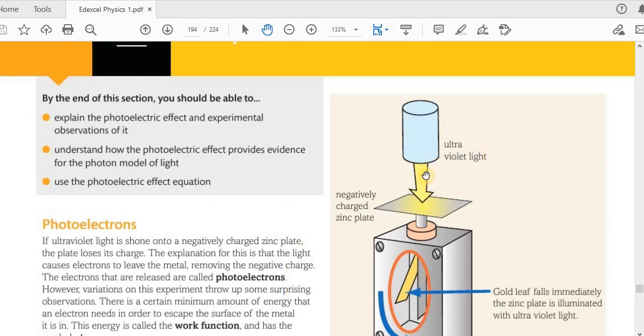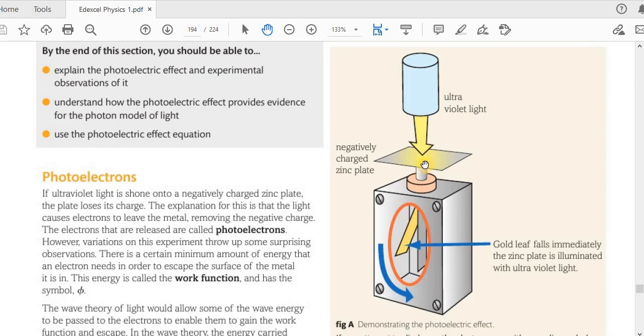Here you can see what is happening. Now when this ultraviolet light falls on this metal surface, it removes electrons from this metal surface. Since the energy of this ultraviolet light is large enough, part of the energy is used to remove the electron, and the remaining amount of energy becomes the kinetic energy of the electron. So you can use the law of conservation of energy to help you understand this.